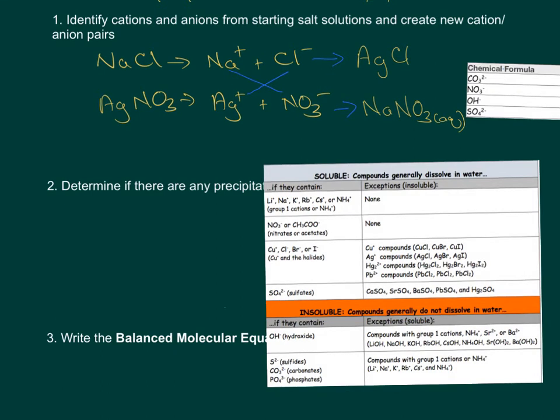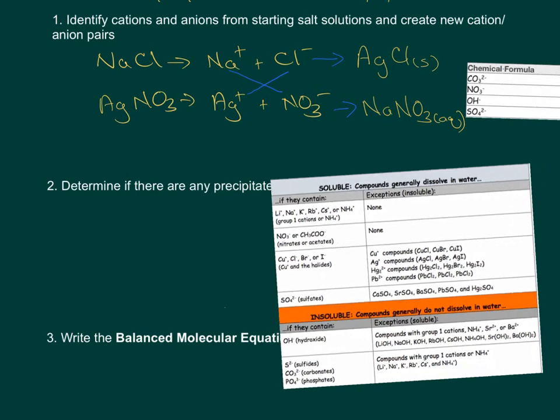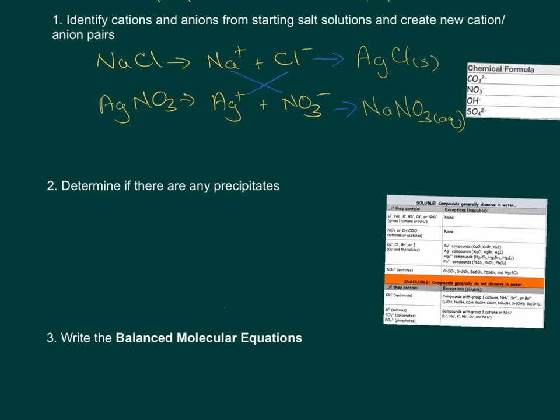Now, silver chloride. Let's see, things that contain chlorine are generally soluble except for chlorides with chlorine combined with silver, compounds such as AgCl. These are exceptions, so those form insoluble products. And so we would put an S subscript, meaning we have a solid or we have a precipitate. So now we've completed the second step, which is determine if there are any precipitates. And now we're ready to move on to the third step of writing the balanced molecular equation.